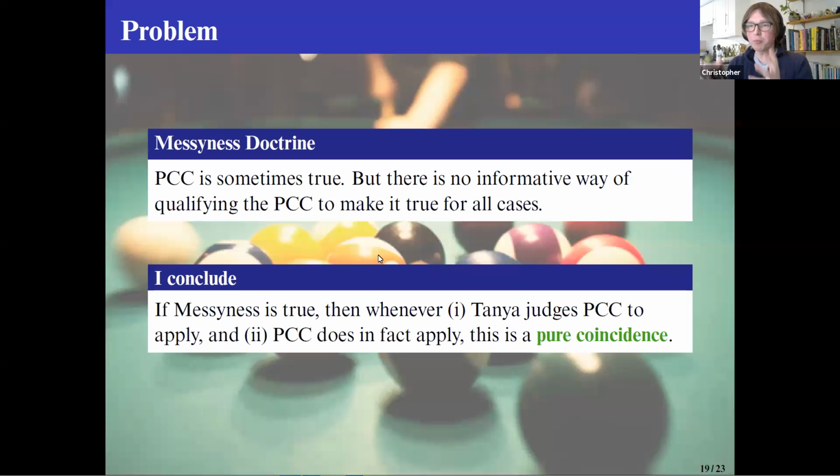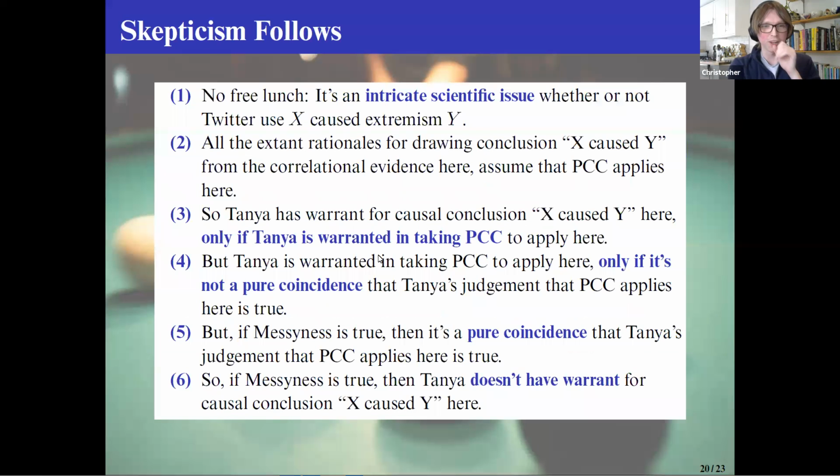So now I can summarize everything I've said here by the following argument, which I hope brings out why I think there's a tension between these two doctrines. The argument starts by saying, look, the no free lunch principle applies to the case of working out whether Twitter use caused political extremism. That case is a sufficiently intricate scientific issue that unless you have an explicit rationale for drawing that conclusion, where you know that you have warranted assumptions in the rationale, you're not warranted in the conclusion. So that's the first step. No free lunch as applied to the Twitter case.